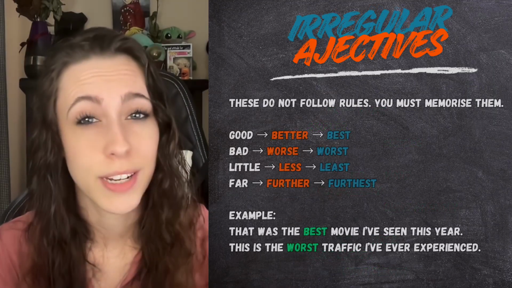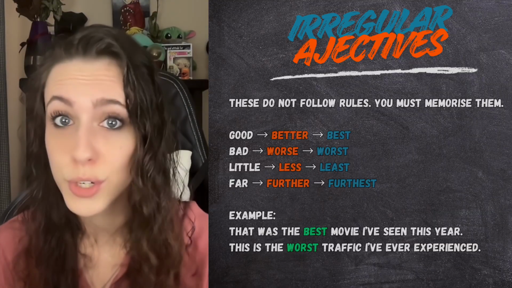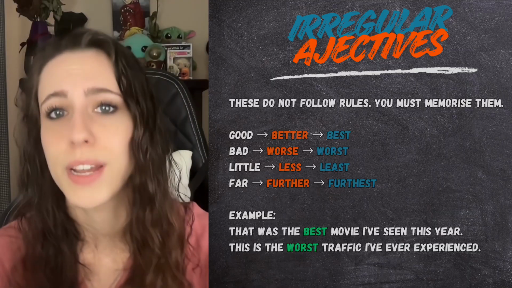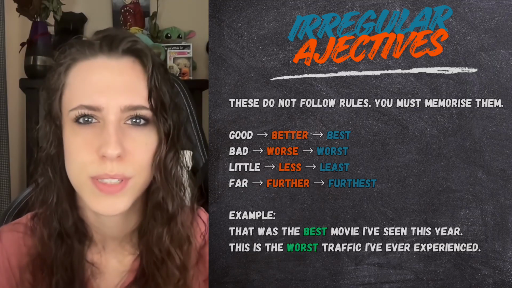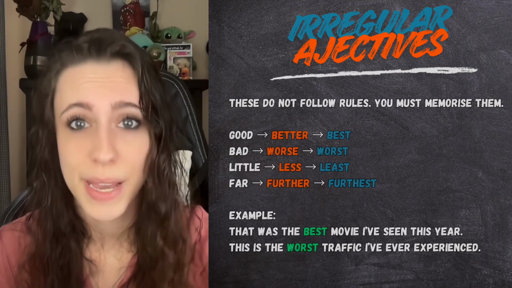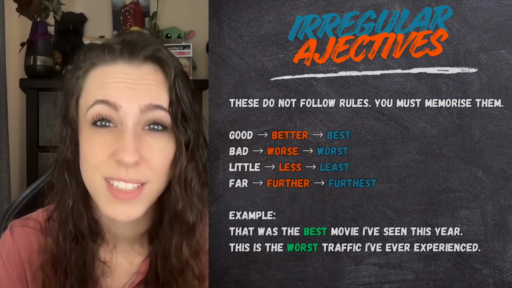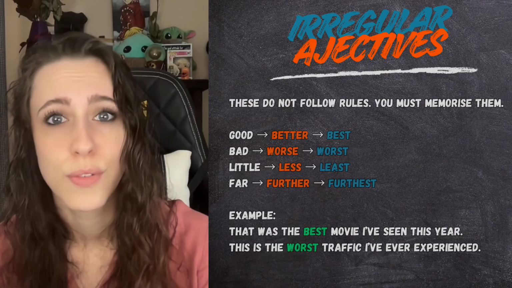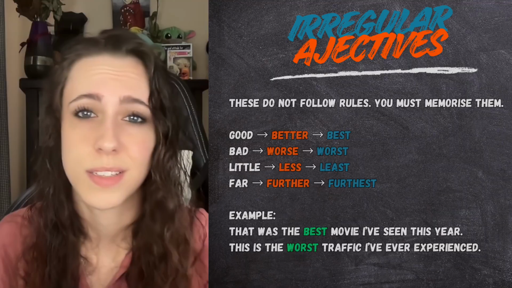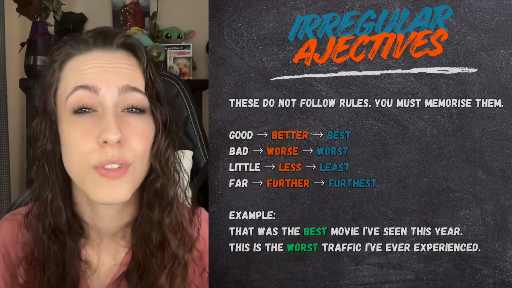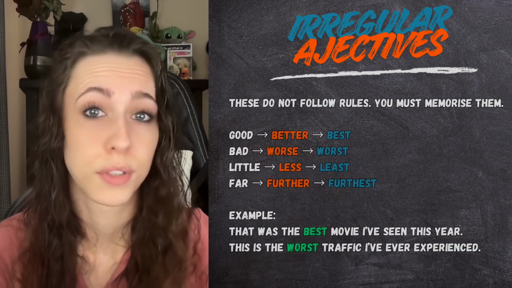Now, irregular adjectives, which do not follow the rules. Very similar to irregular verbs, irregular adjectives do not follow any of these rules, and you will need to memorize them. Let's have a look at some examples. Good, better, best. Bad, worse, worst. Little, less, least. Far, further, furthest. Let's use these in some example sentences. That was the best movie I've seen this year, and this is the worst traffic I've ever experienced.